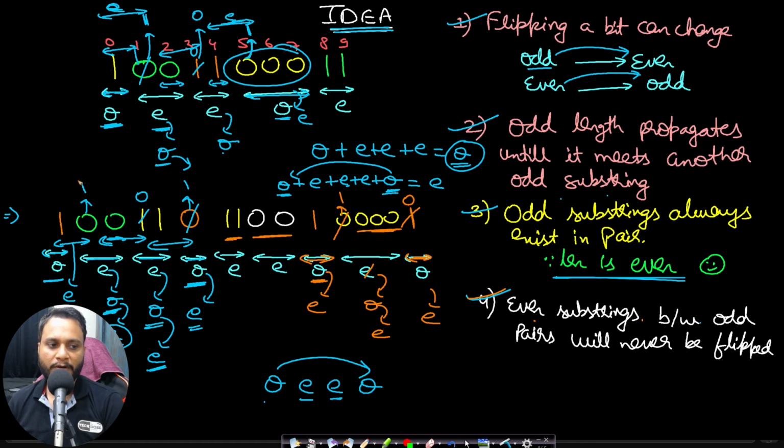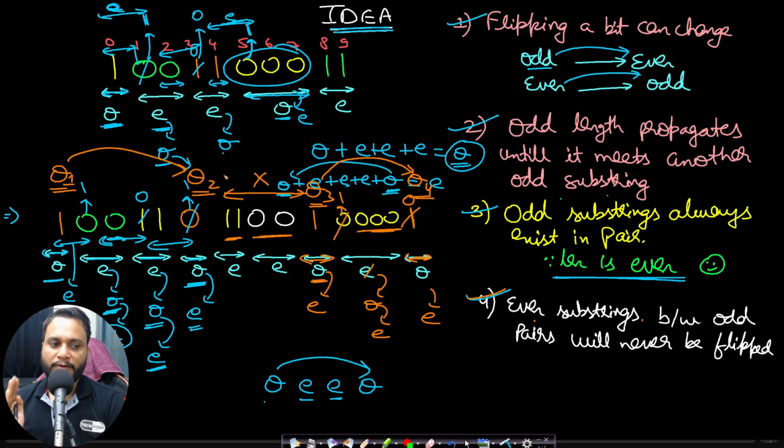Okay, so this fourth point mentions that even substrings between the odd pairs will never be flipped. That means, what were the odd pairs? This was odd 1 substring, this was odd 2 substring, this was odd 3 substring, and this was odd 4 substring. So the flip happened between the odd 1 and odd 2 substring. The flip happened between odd 3 and odd 4 substring. But in between the odd 2 and odd 3 substring, there was no flip at all, and it will always be true. The flip always propagates from one odd substring to the next odd substring, and so everything in between will be made as even.